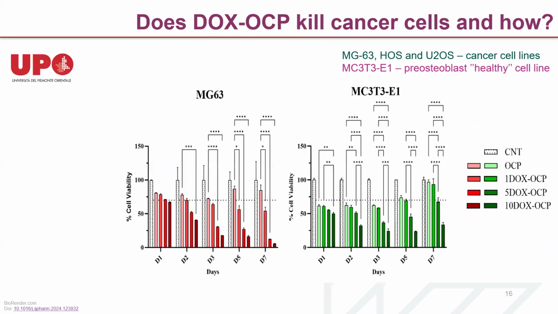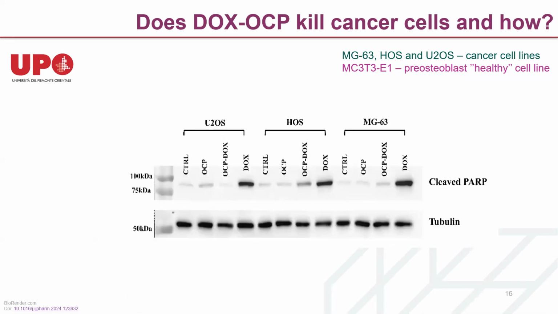The final step was to test our doxorubicin OCP in vitro with both the cancer cell lines and healthy cell lines, and we saw that both cell lines in the first day had a very low cell viability, but at the 7th day, healthy cell lines started to proliferate, whereas the cancer cell lines did not, which was a very good indication for future use. Additionally, we expanded the osteosarcoma choice of cells, and with cleaved PARP, we saw that the apoptosis was the main pathway of cell death.